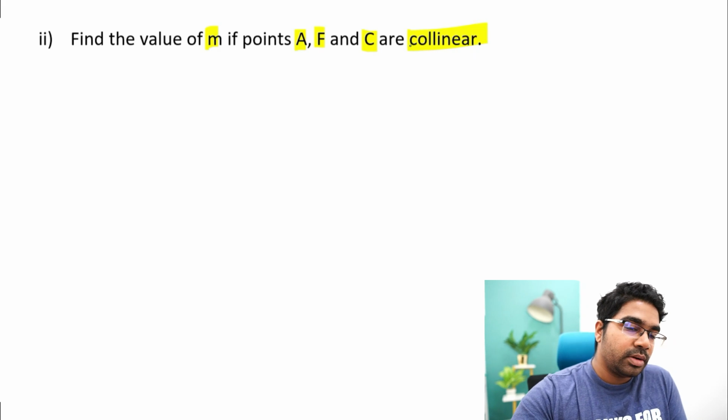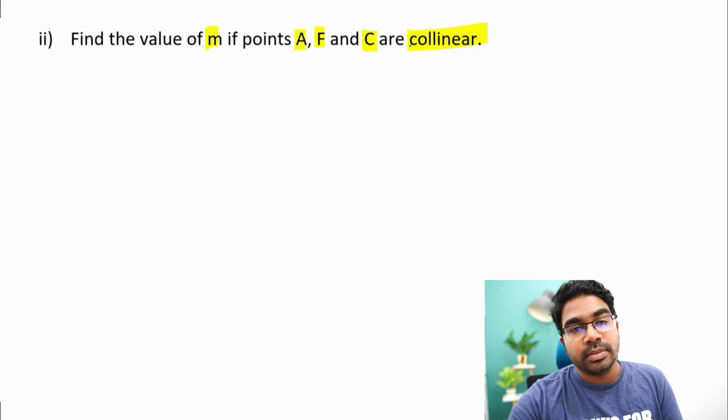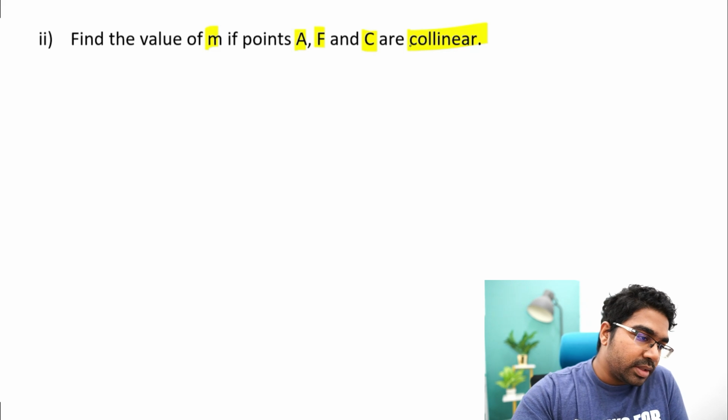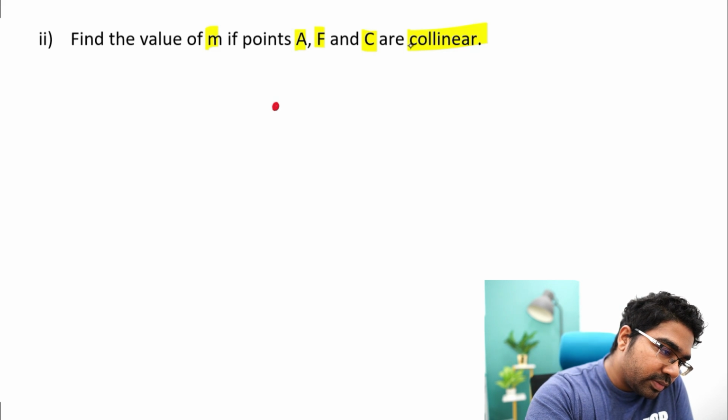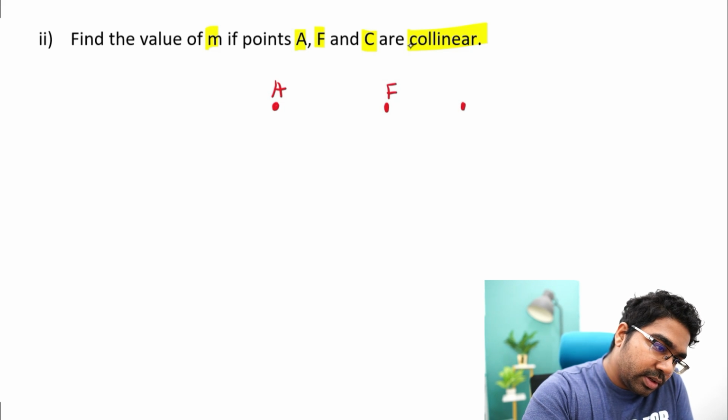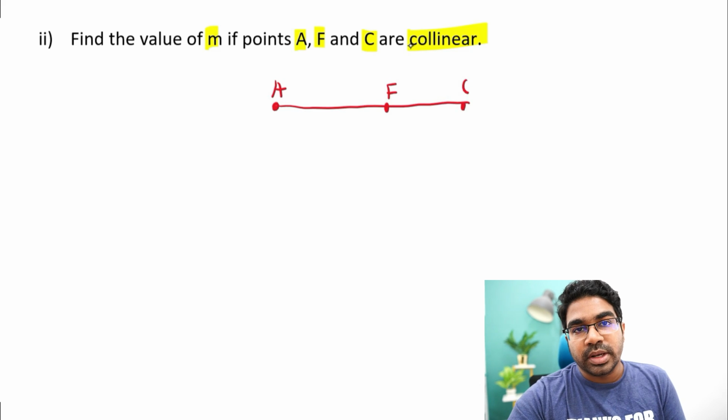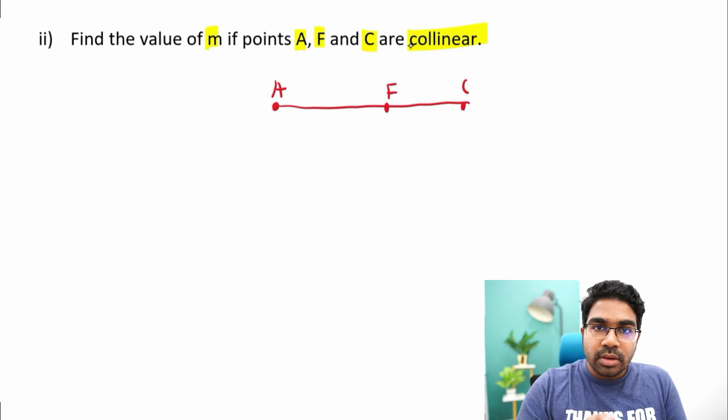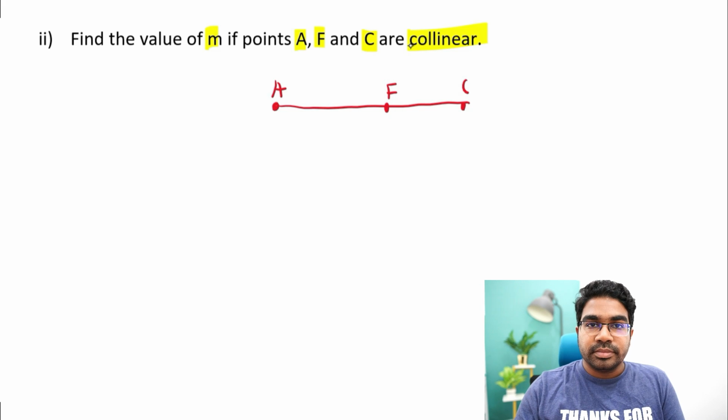Okay. So this is a very common question when it comes to vectors. Collinear. What does collinear mean? If 3 points are collinear, let's say we have A, F and C, that means you could draw a straight line that passes through all the points. That's what it means. All 3 lie along the same line.